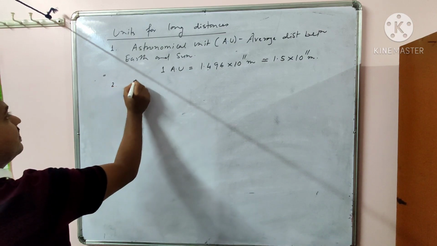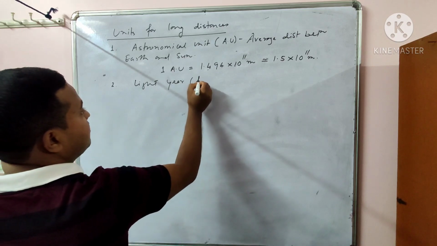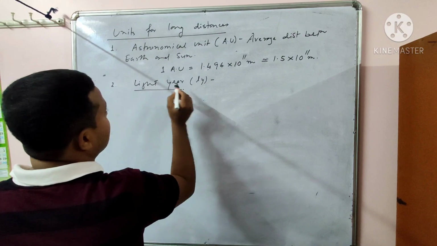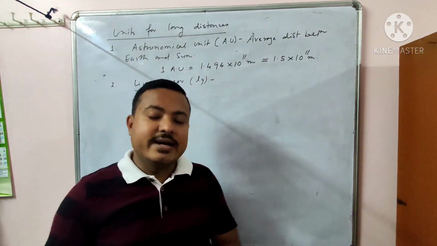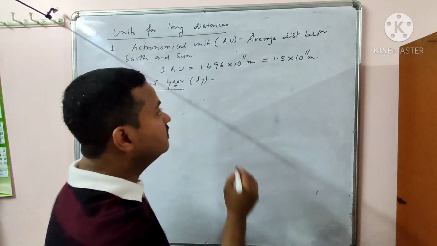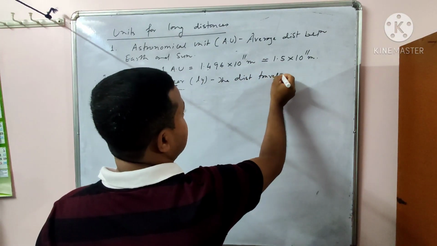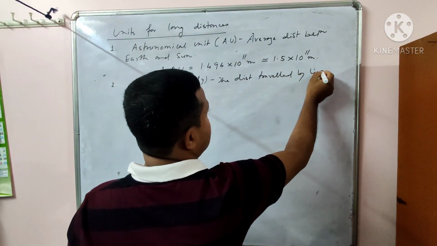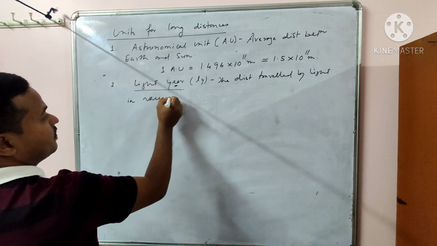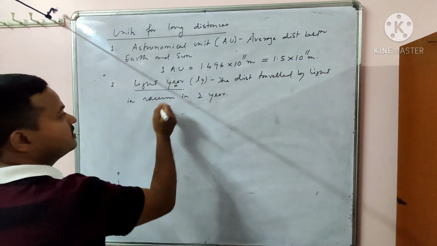And second we have the light year. Okay, so don't get confused here. Year is given, but it is not time. It is a unit of distance, not time. So light year means what? It is the distance travelled by light in 1 year in vacuum. That is called what? Light year. Now how can you find this distance?